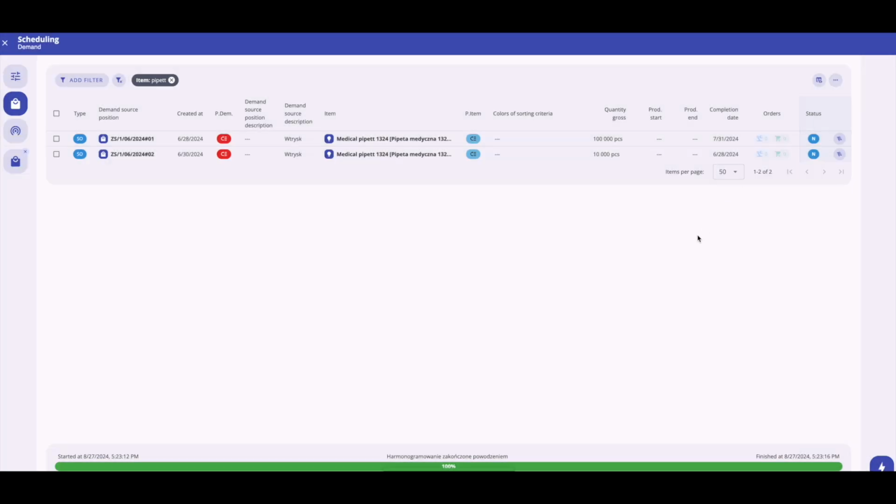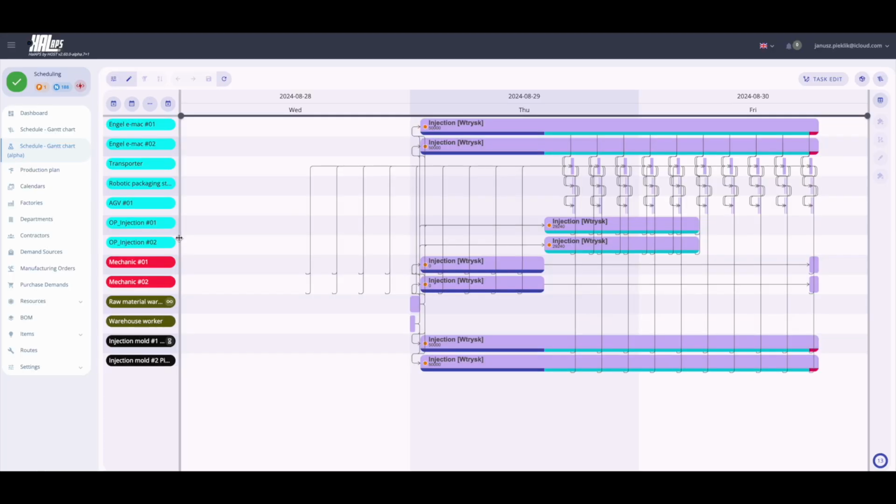Case 1: setup time equals 13 hours, unit time equals 2s, teardown time equals 1 hour. Let's schedule such production and see the results. Let's remember how long the production takes.